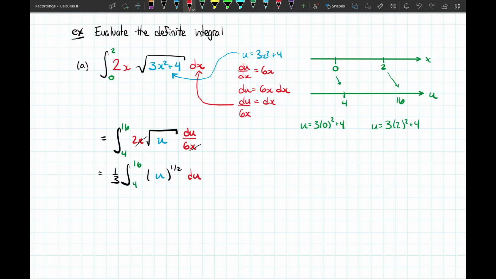And now we can simply use the power rule. Now by raising the power by 1, we end up with a power of 3/2, and instead of dividing by 3/2, it's much easier to multiply by 2/3. And so that is going to end up getting us 2/9.